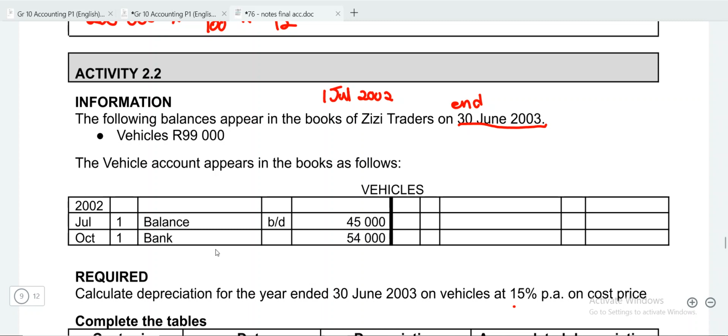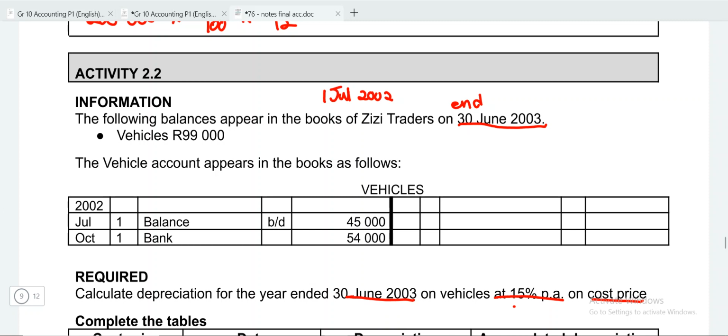So when we go to its table, we should not really struggle. So let's get into the information in here, what they're saying. Here they're saying to calculate depreciation for the year ended 30 June 2003. So our end of the year is 30 June 2003. And then the vehicles are depreciated at 15% per annum on the cost price.